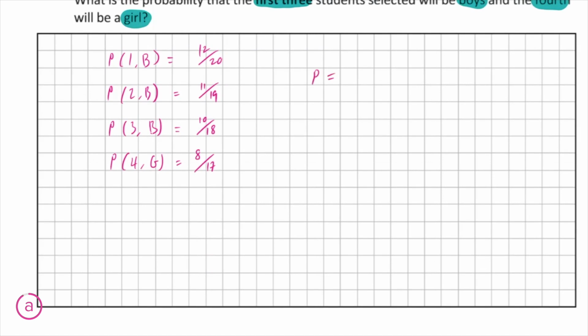Now to get P, the probability that we're looking for, we're just going to multiply all these things by each other because these are successive events, and this will simplify to 88 over 969 if you put that in on your calculator. So that's our final answer, and that is worth 10 marks.